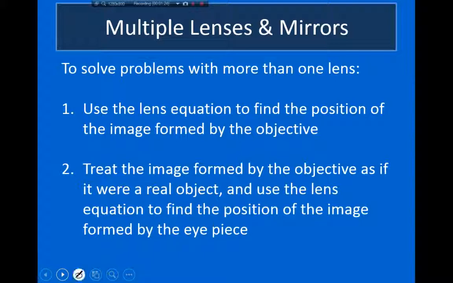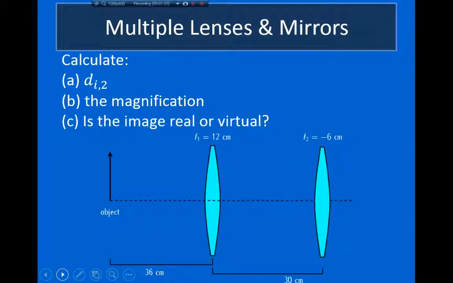I feel like the best way to understand how we solve these types of problems is to work through an example. So this example says, calculate the position of the image, the magnification of the image, and whether the image is real or virtual. And we have this lens system here. We have a lens with a 12 centimeter focal length, that is 36 centimeters in front of the object, and then behind that we have a lens that has a minus 6 centimeter focal length, that is 30 centimeters behind the first lens.